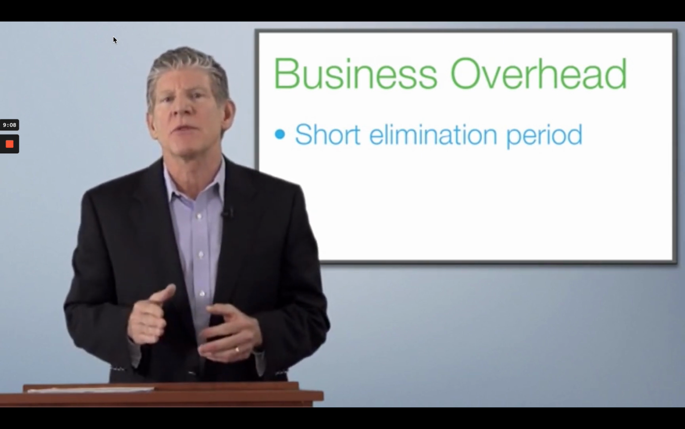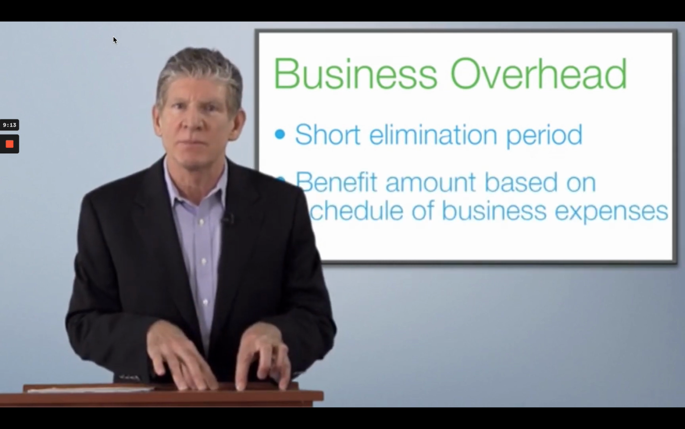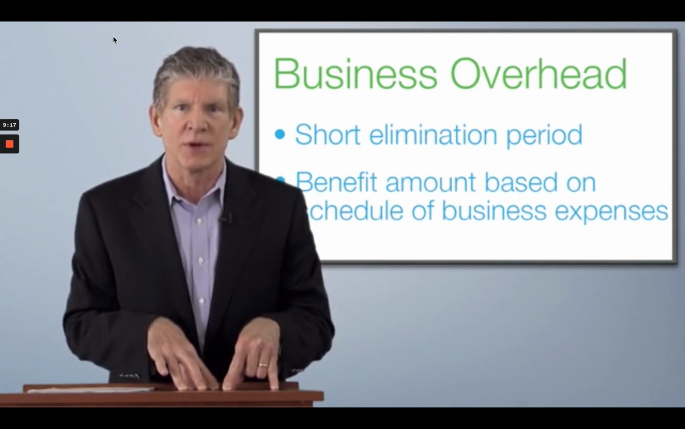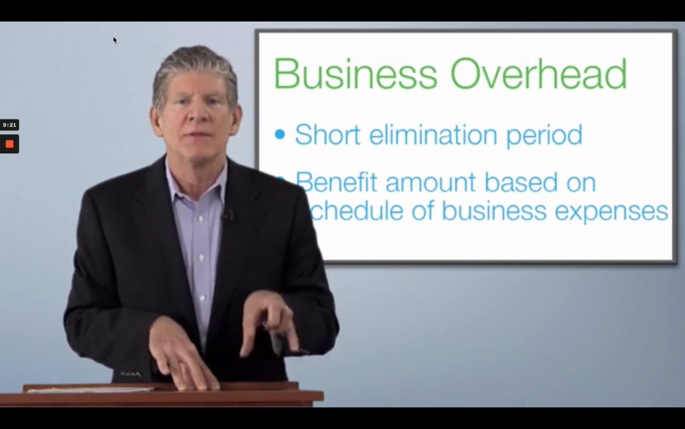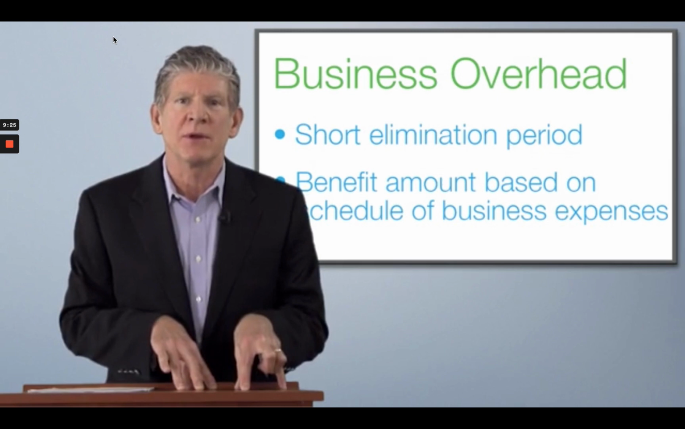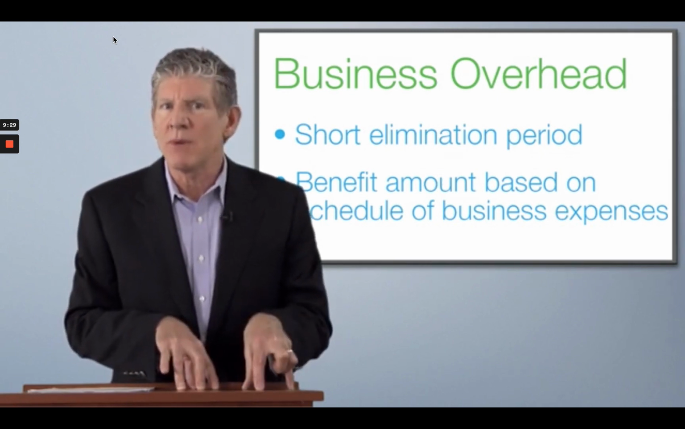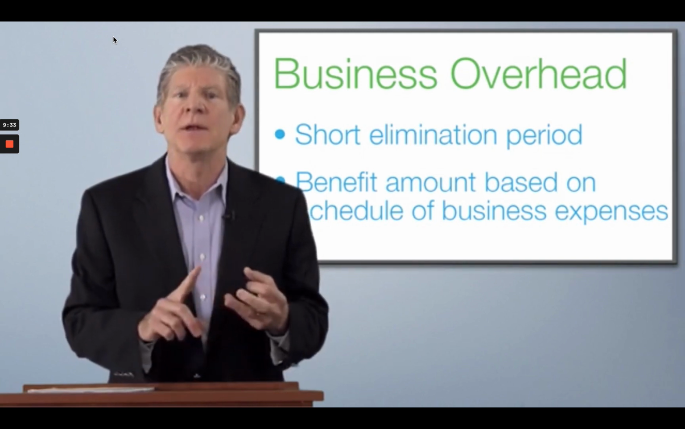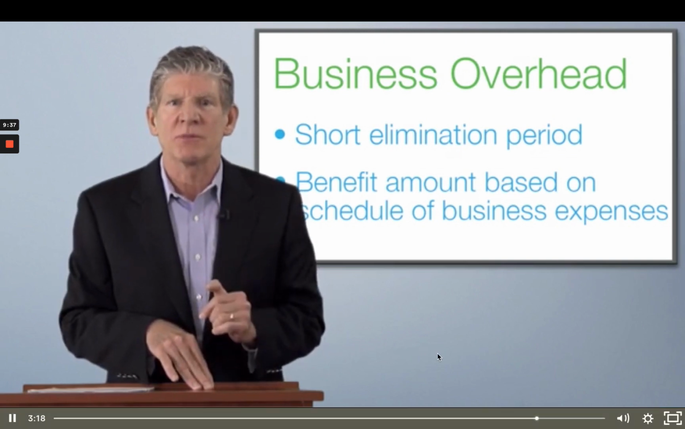Another unique characteristic of the BOE policy is that it pays benefits based on a list of expenses that are identified when the policy is issued, and those expenses are the basis of what's paid out. That differs, of course, from an individual DI policy that bases its payment on the lost income of the disabled individual. So BOE policies are characterized with a very short elimination period and benefits that are based on a list of expenses.